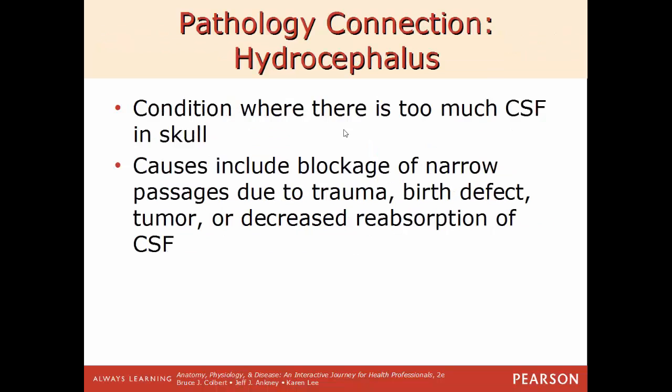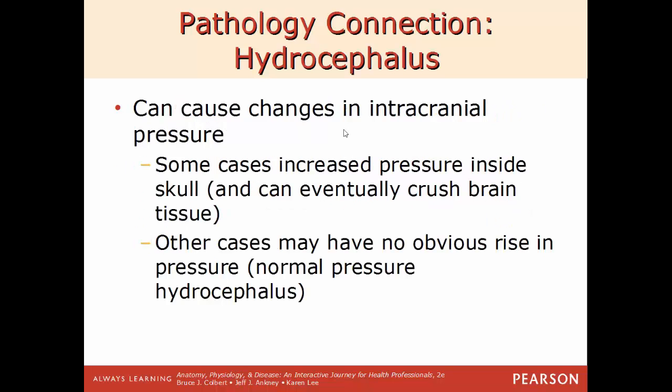All right, now we'll talk about a pathology connection, hydrocephalus. This is a condition where you get too much cerebrospinal fluid being made in the skull. Now, causes of this could include a blockage of narrow passages due to trauma, or it could be due to a birth defect, could be due to a tumor, or a decreased reabsorption of CSF. If it's not reabsorbed, it's going to remain floating around in the brain, so it's going to build up more and more and more. That's going to cause some changes in the intracranial pressure.